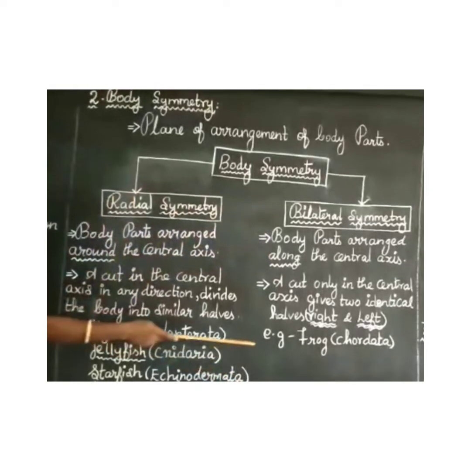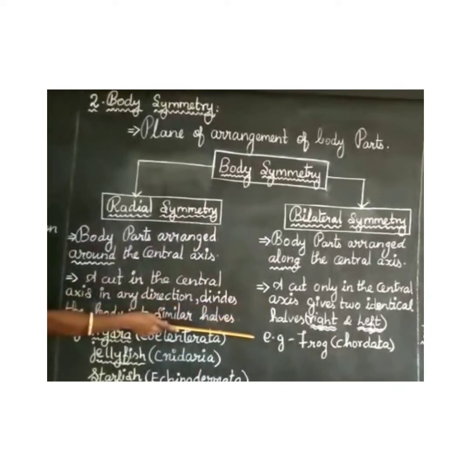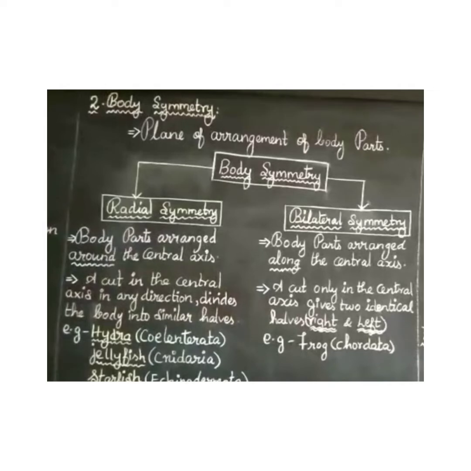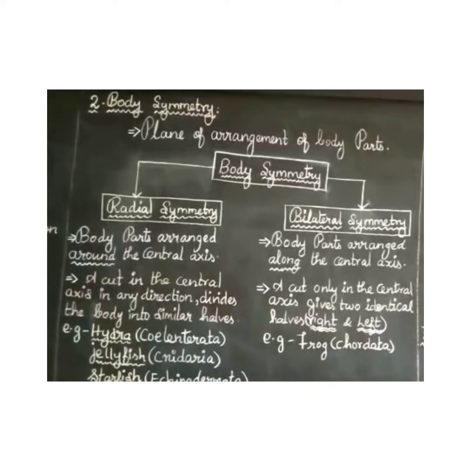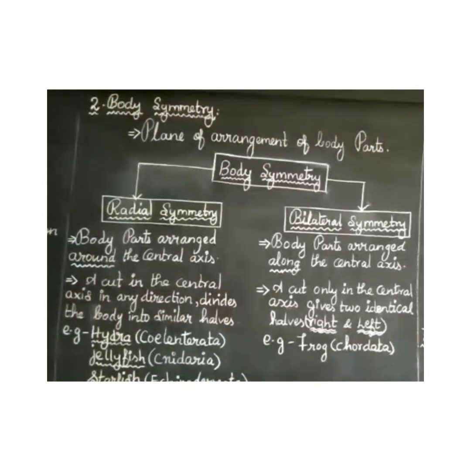A very good example for this is the frog. The frog is in the phylum Chordata. All the chordate animals are included in bilateral symmetry. That is, organisms whose body is divided into a right half and a left half are included in the phylum Chordata.